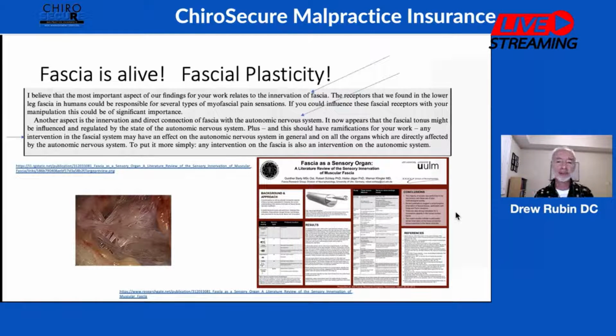Because what they're talking about is that fascia is alive. Fascia is plastic. Just like there's neuroplasticity, there's now something called fascial plasticity. And I'm beginning to think, as I've been doing this now for 33 years, that the brain and nerve system and the fascial system have a lot to do with each other, and we just haven't pieced it out yet.